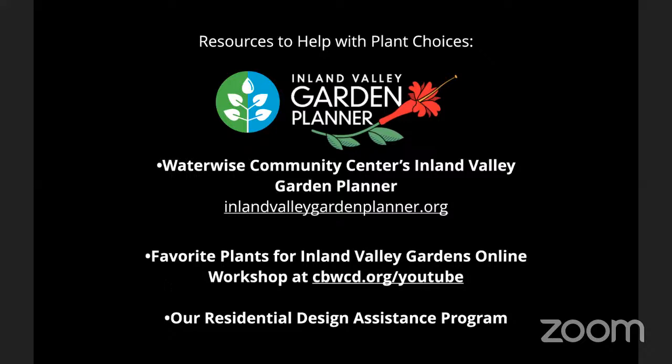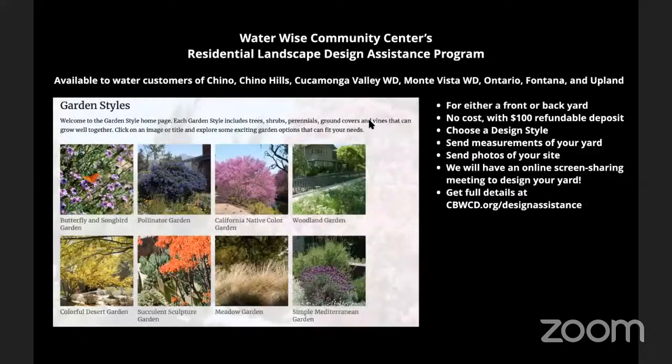We go through all of those different kinds of conditions, and I give you my favorite choices. And then we also, for people in our local service area, have a no-cost residential design assistance program where you can sign up and work one-on-one with our experienced staff, and we will come up with a water-wise landscape design, which you can use for the design part of your rebate application if you want, for your front yard or your backyard. And we start by working with you to choose one of these 8 different concepts or themes.